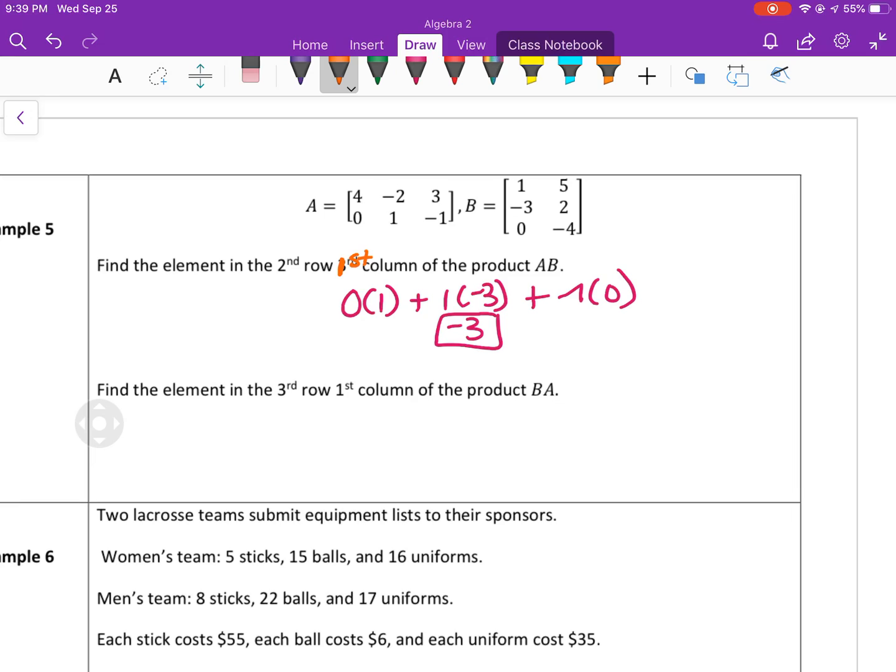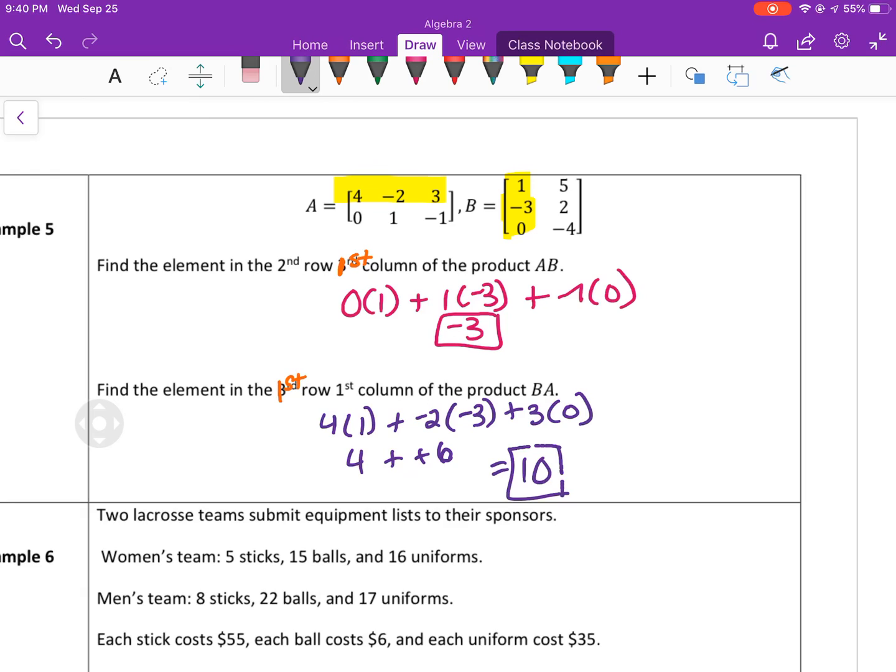If I want, let's say, first row, first column of the product, I want the first row with the first column. So that would be 4 times 1 plus negative 2 times negative 3 plus 3 times 0. So that'd be 4 plus 6, which would be 10. So you're showing me just the long work for one complete step of the row, and then you would use your calculator to find the rest to just save you some time.